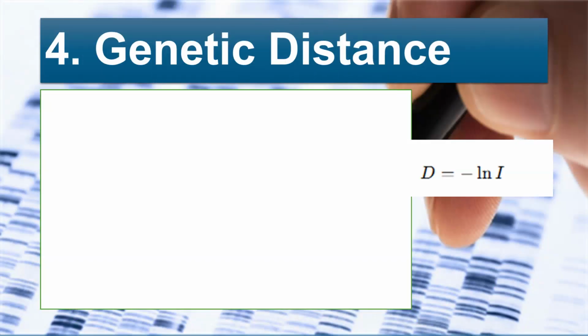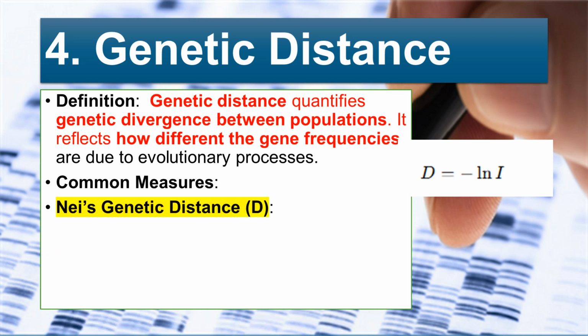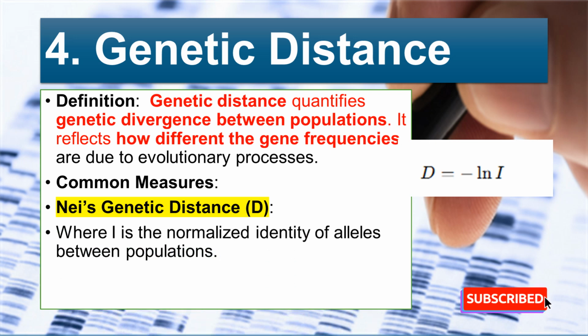4. Genetic distance. Definition. Genetic distance quantifies genetic divergence between populations. It reflects how different the gene frequencies are due to evolutionary processes. Common measures. Nei's genetic distance, D. D equals minus ln I, where I is the normalized identity of alleles between populations.